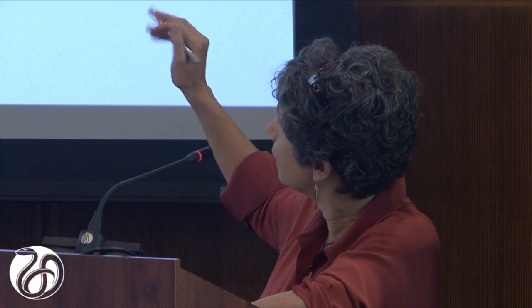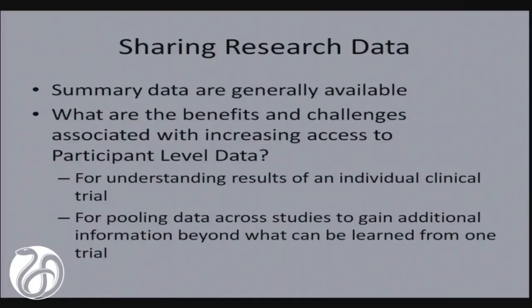And then the next thing, to make another point, which will become clear in the agenda and was probably clear if you read the introductory materials, is that when we talk about sharing research data, we're trying to make the point that although summary data are generally available, those of us who don't work at the FDA and don't routinely get the participant level data, we all rely on summary data. They're generally available through journals, through clinicaltrials.gov and other sources.